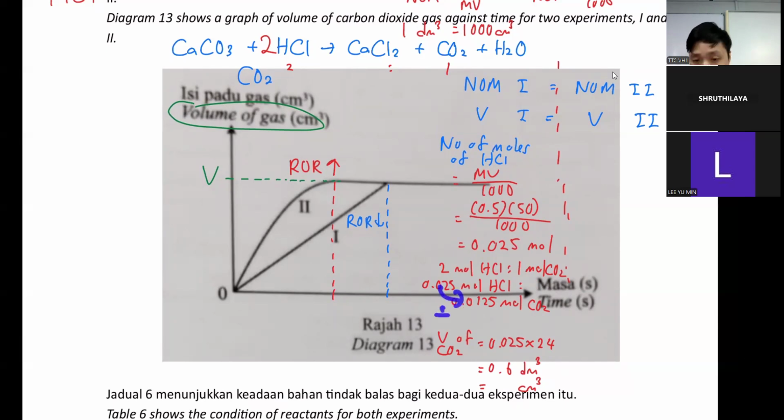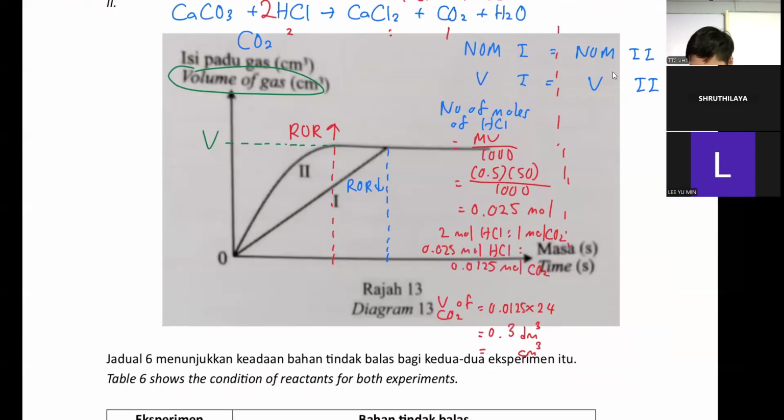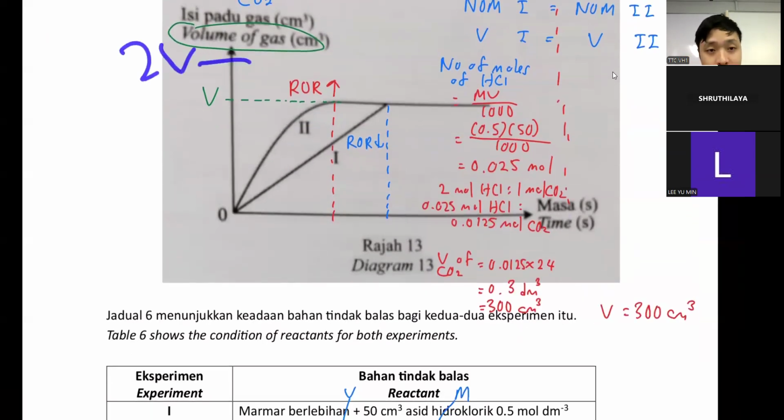After divide by 2, here I will get like 0.3, 300 cm cube. Okay, let's say 300 cm cube is the correct answer. So if the first one you get 300 cm cube, the second one you also get, supposedly, 300 cm cube, because the graph shows it's equal. Not like 2V, no. Right?